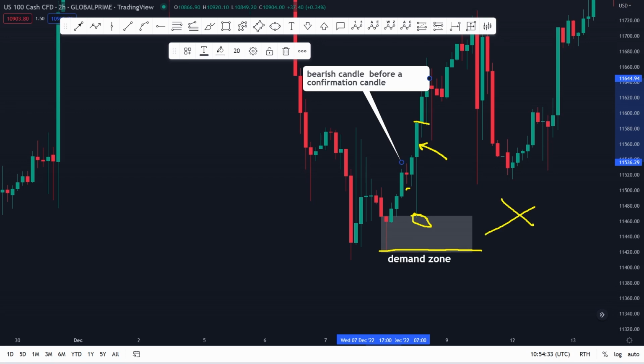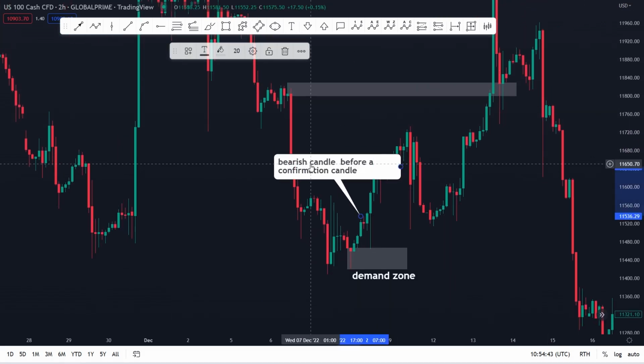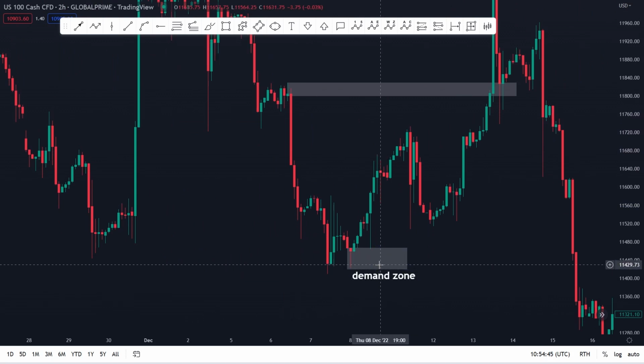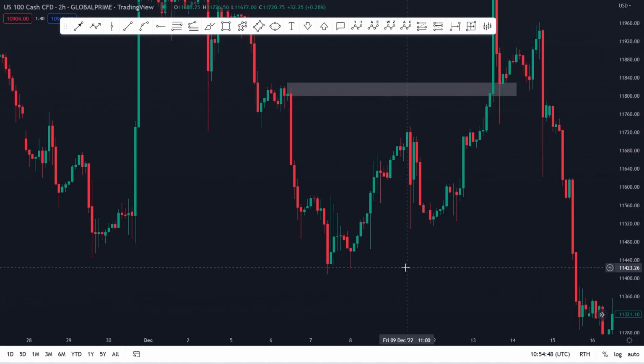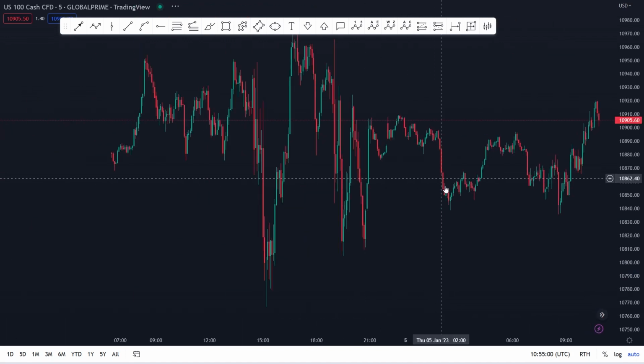Okay, let's move on to another example. Maybe we'll just see what we can find. And guys, you also have to backtest. What time frame am I in? Let me move on to another time frame, maybe the 15 minutes, because most of you are scalpers. Maybe let's try the 5 minutes. Maybe we can see something.